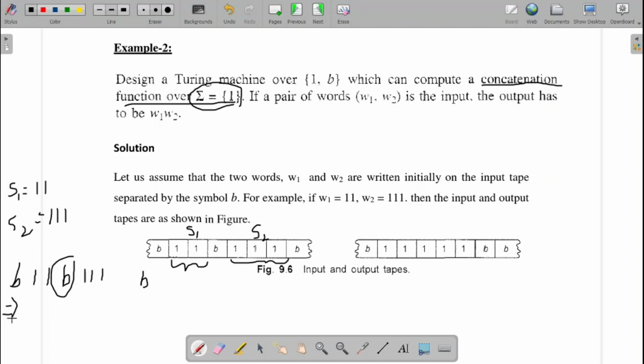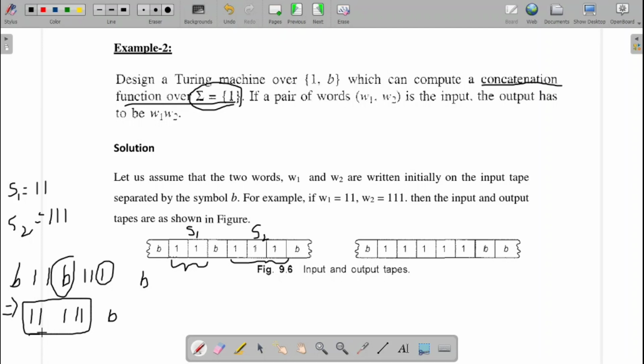Each unit of the tape we call a cell. I need to change the content of that cell. What is the content of that cell? B. That I need to replace with 1, and the last 1 I need to replace with B. So now this will be 1 1 of S1. This B is replaced with 1. Again this double 1, the last one replaced with B. So ultimately it looks as if we have concatenated over there.